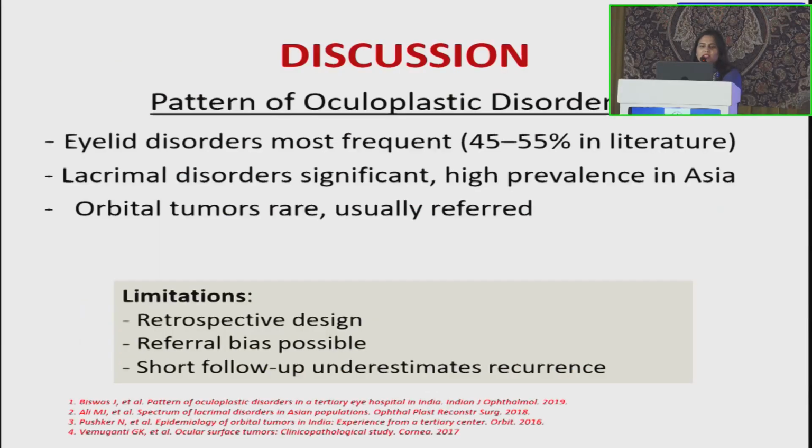To discuss, eyelid disorders are most frequent, that is 45 to 55% in the literature. Lacrimal disorders are significantly higher in prevalence in Asia, and orbital tumors are rare. These findings corroborate with studies done earlier. To our surprise, pterygium was more common in this area since they are more exposed to UV rays. The limitations were that it was a retrospective study, with referral bias and short follow-up.